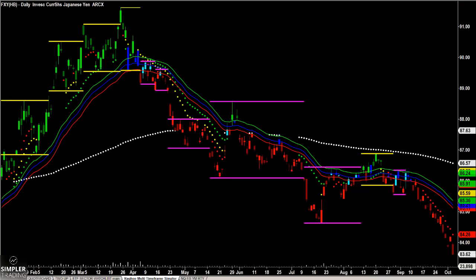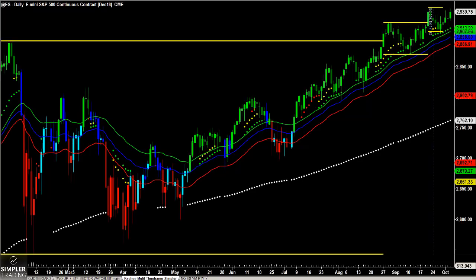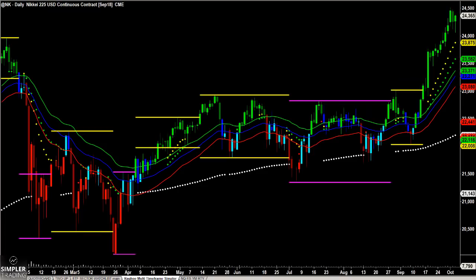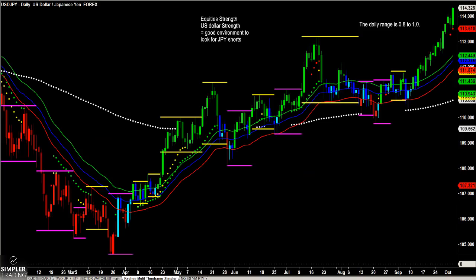Oftentimes, along with the yen, the conversation comes up about the equities markets, the stock market, the S&P, the Dow, etc. Also the Nikkei. And the reason for that is the yen is still, despite the fact that we have so many currencies at very low, near zero central bank rates, considered by and large to be the most popular carry trade. In other words, you borrow or sell yen in order to buy other higher yielding assets.